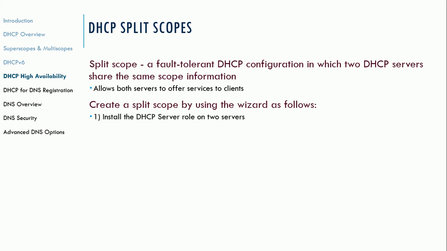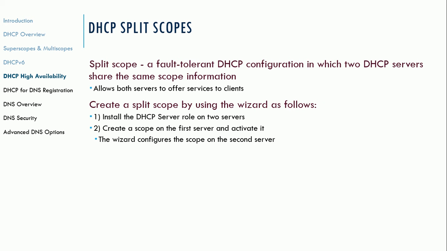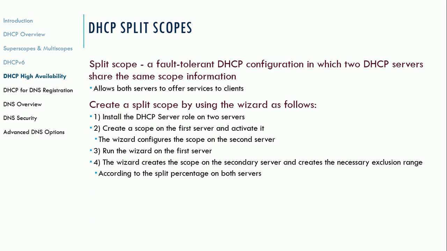So you're going to install the DHCP server role on both servers. And then you're going to create a scope on the first server and activate it. And then the Sherpa is going to configure the scope on the second server. You're going to run that wizard, and then it's going to create the scope on the secondary server for you with the necessary exclusion range according to the split percentage that you configure on both. So what's going to happen is you're going to have on both servers a range of IP addresses in the same scope that they can both serve out requests for.